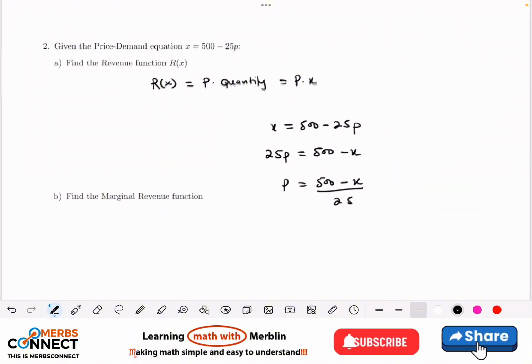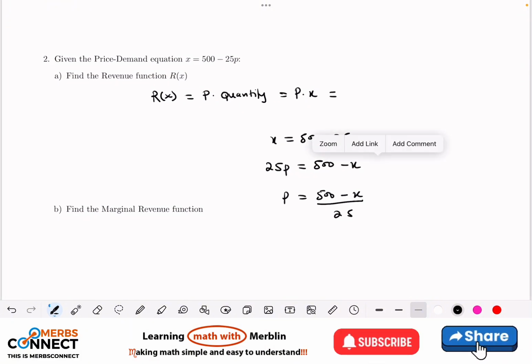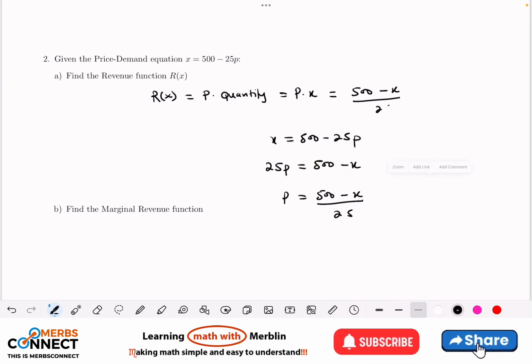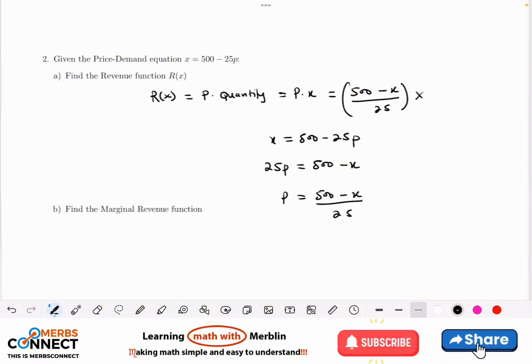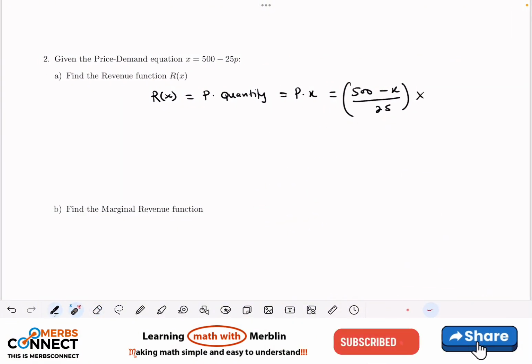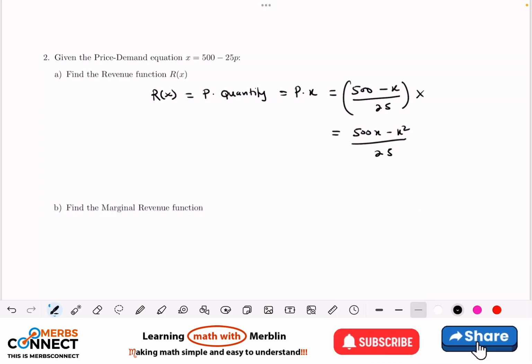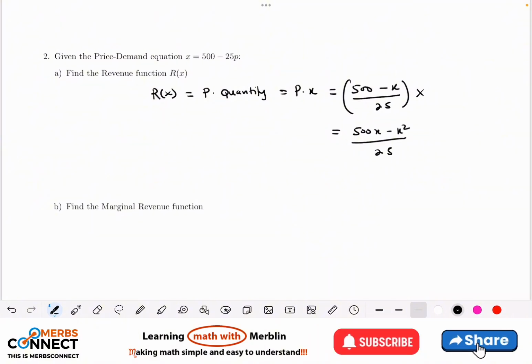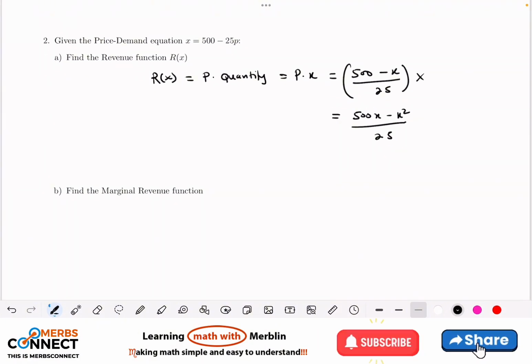So now if this is the price, then we are going to have revenue to be 500 minus x divided by 25, all times what? X. So this is going to be the revenue. If we want to simplify, then now this x here will multiply the top, right? So we are going to have 500x minus x squared, all divided by 25. So this is the revenue function. We call it revenue function because it's in terms of what? X, right?